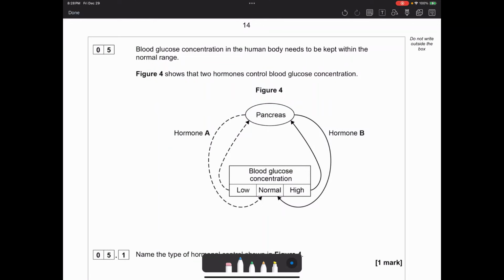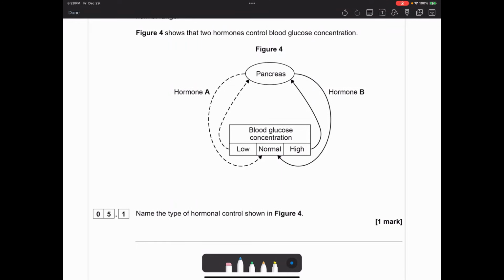Question number 5 then. Blood glucose concentration in the human body needs to be kept within the normal range. Figure 4 shows that 2 hormones control blood glucose concentration. Name the type of hormonal control shown in figure 4. So we can see here, we've got our blood glucose concentration, and when it's too low, it goes to the pancreas, and hormone A is released, and it brings it back to normal. When it's too high, information is sent to the pancreas, which then releases hormone B, which then brings it back down to normal.